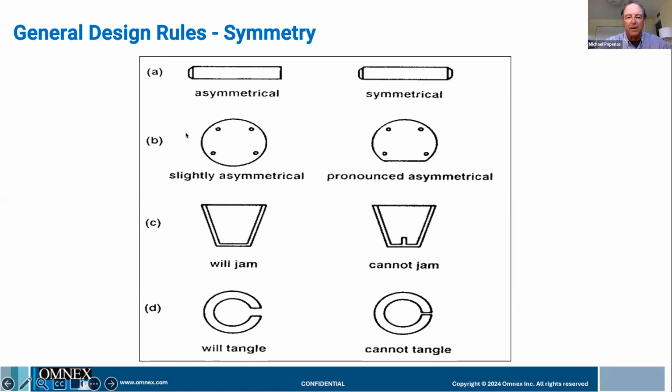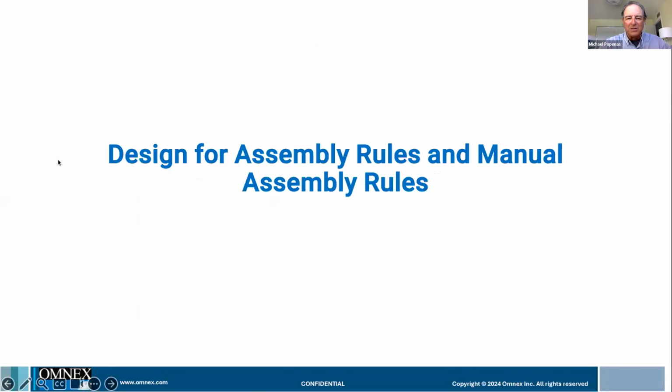My favorite example really, and all this is right here. This is slightly asymmetrical. Well, wait a minute. Can I get this screwed up? How long is it going to take to orient this thing properly visually as an operator versus something like this? So just thinking about symmetry, it's a huge step. So those are just the general rules.